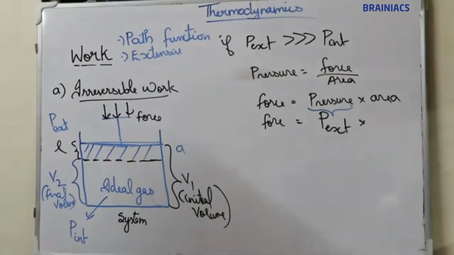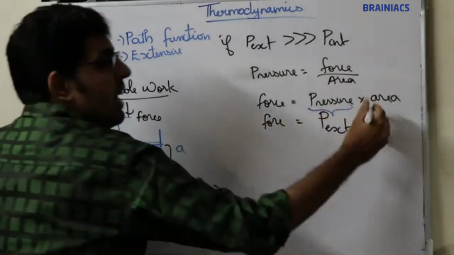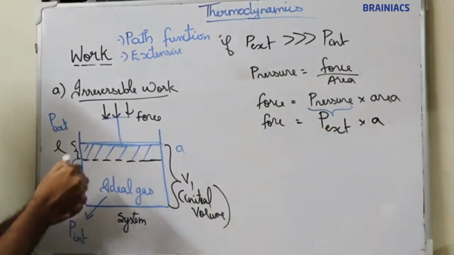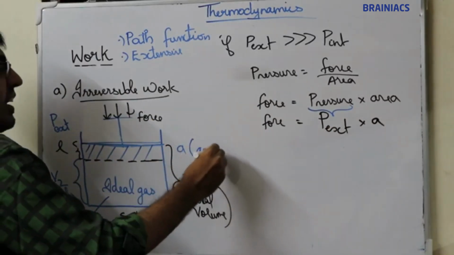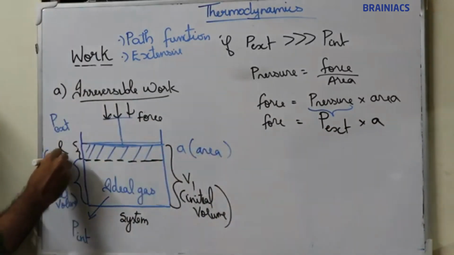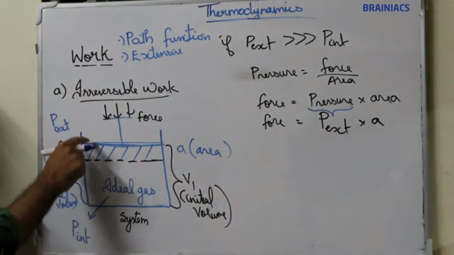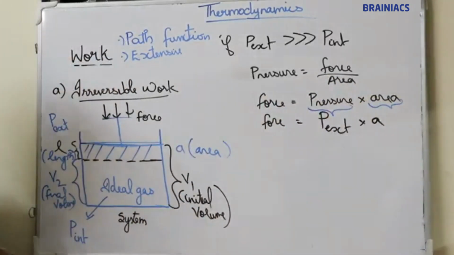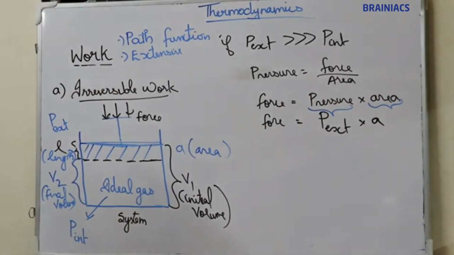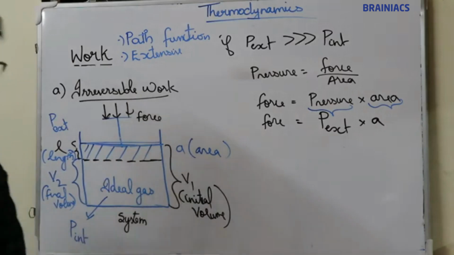Let the area be A. This is the area covered by the piston, and this is the length or distance covered by the piston. So instead of area, you can write A. So force is equal to P external into A. I think it is clear till here.